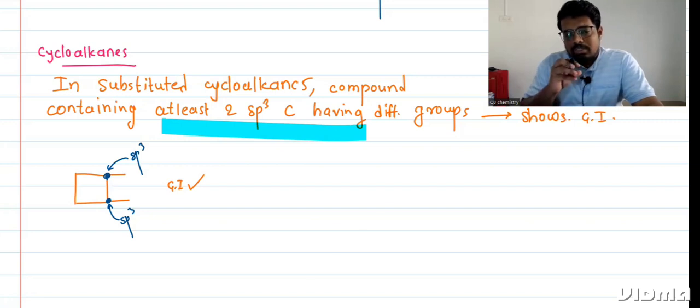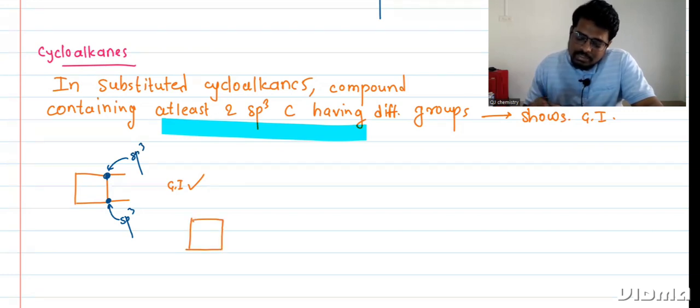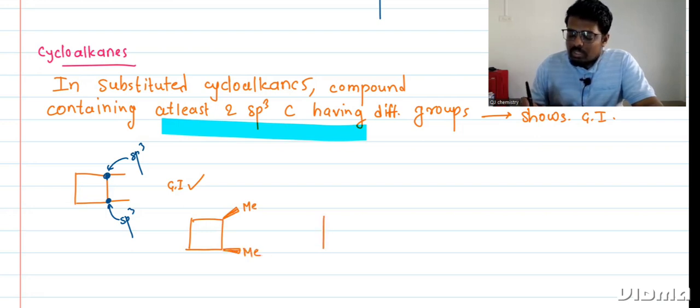Now, what are the structures of this compound? In this case, we can place both methyl groups above the plane, or 1 methyl group above the plane and 1 methyl group below the plane.